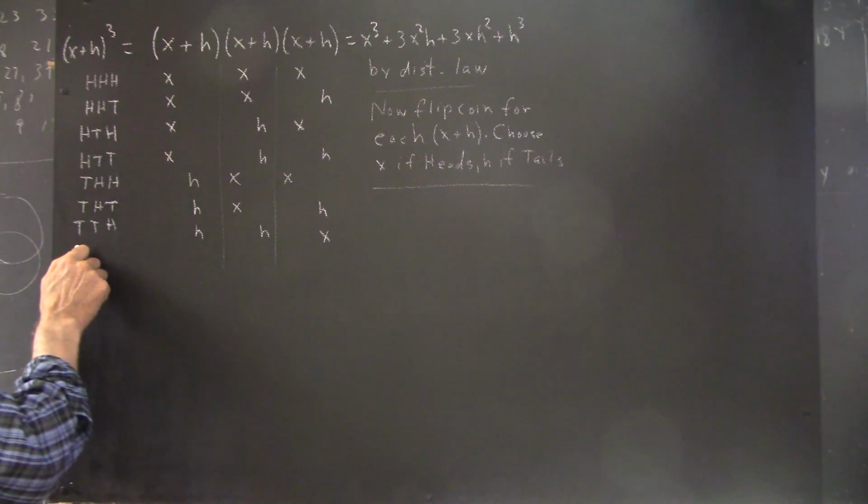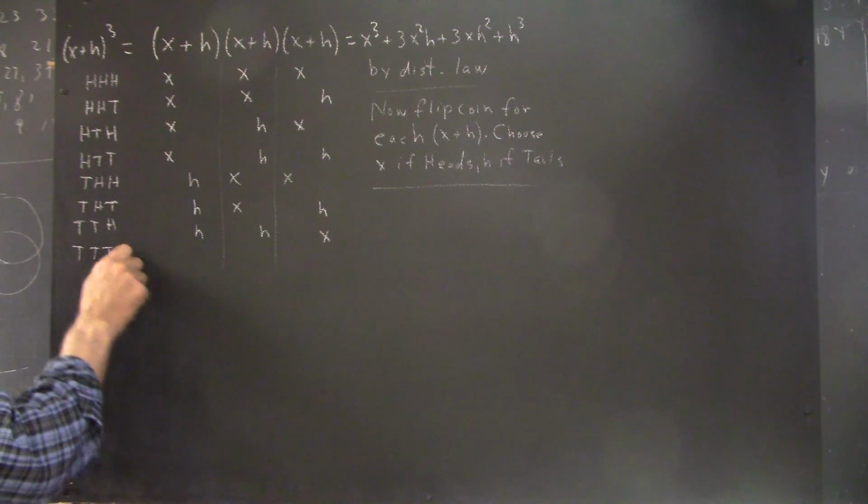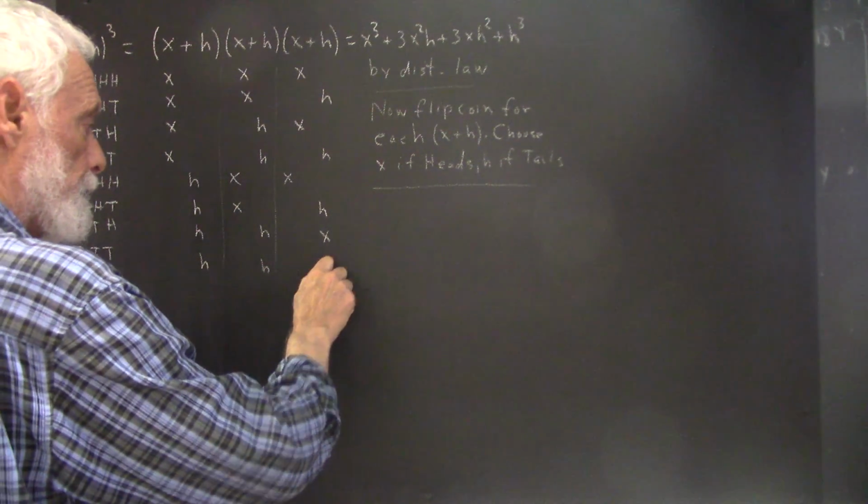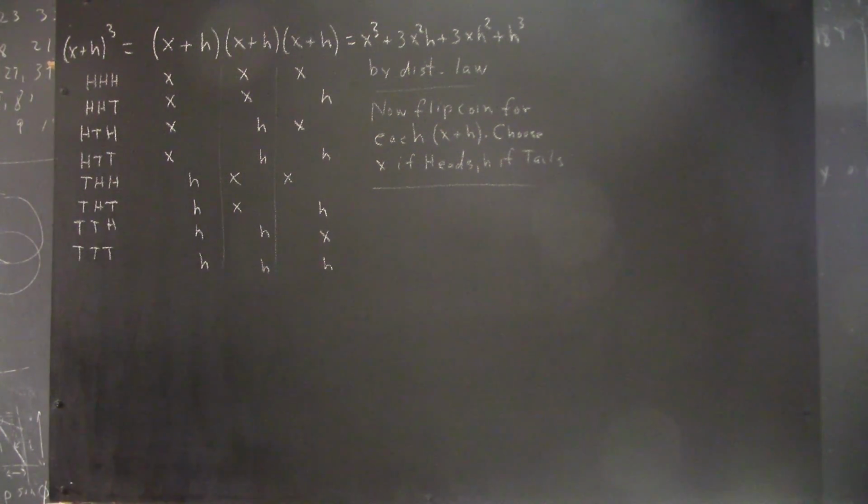Or we go tails, heads, tails. That's going to give us an h, then an x, then an h. And tails, tails, heads will give us an h, an h, and an x. Tails, tails, tails will give us an h, an h, and an h. So what do we end up with?